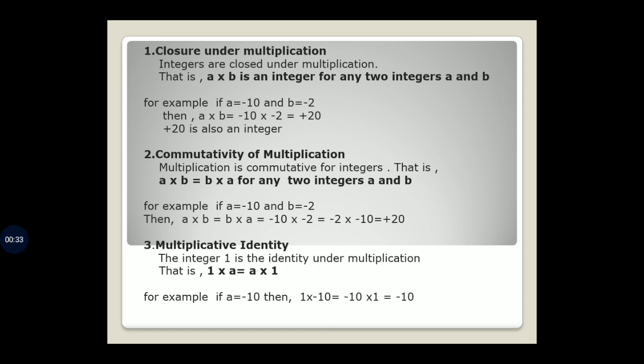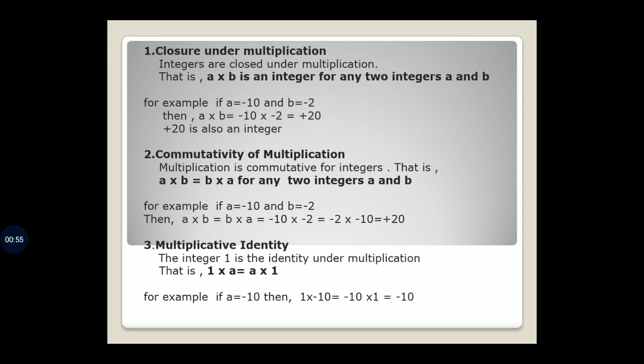For example, if a is minus 10 and b is minus 2, then a multiplied by b, minus 10 into minus 2, gives you plus 20. Plus 20 is also an integer. So, as you can see here, a into b gives you the product which is also an integer.